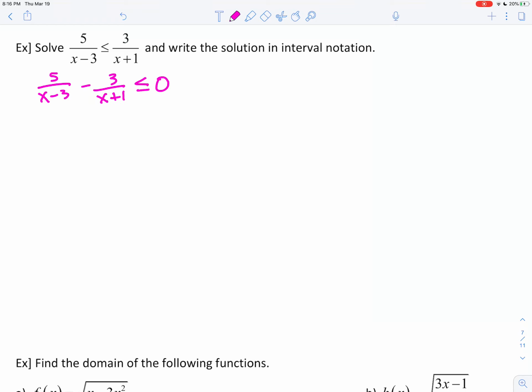So we're going to find an LCD between these two. They don't share any common factors, so the only LCD could possibly be is x minus 3 times x plus 1. So by using this common denominator, we can combine these into a single fraction. So I'm going to do that now. The first one's going to get multiplied by x plus 1 over x plus 1. The second one by x minus 3 over x minus 3.